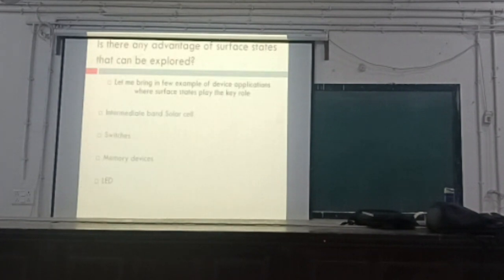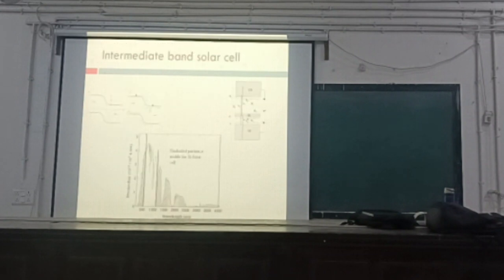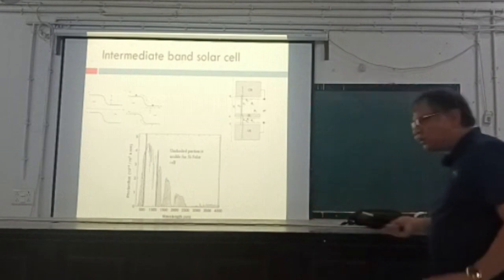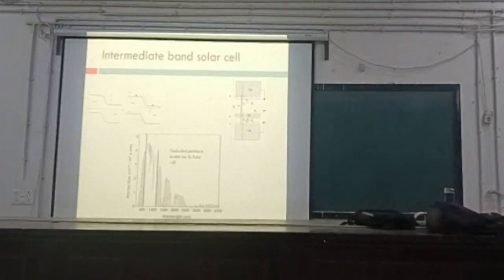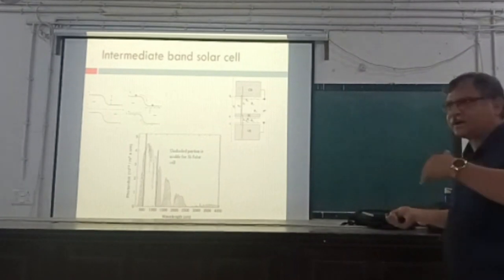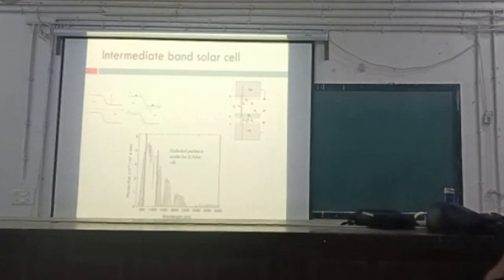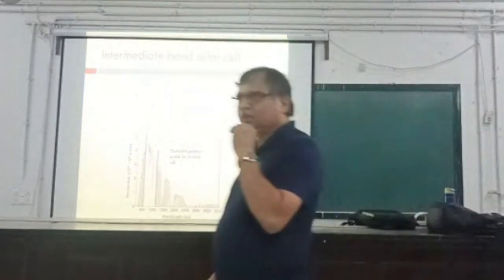Now, is there any advantage of the surface states that can be explored? That is the last part of my talk. I will take around 10-15 minutes. I have already lost the time to this. So, in 4 different situations, I will show you how you can. Now, I have already told you about the solar cell. If you look at the solar spectrum that falls on our Earth surface, it is something like this. You know, the silicon band gap is of the order of 1.1 electron volt.